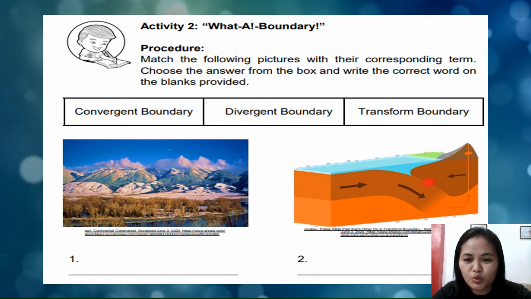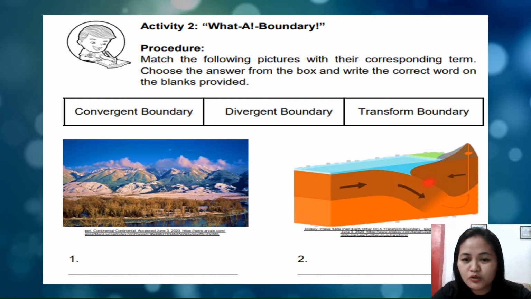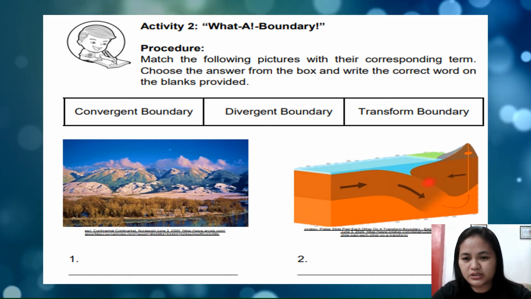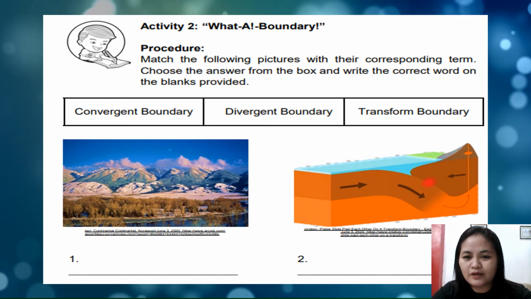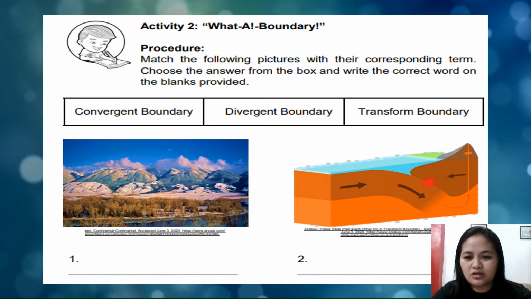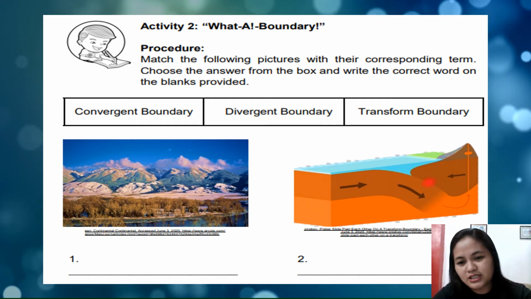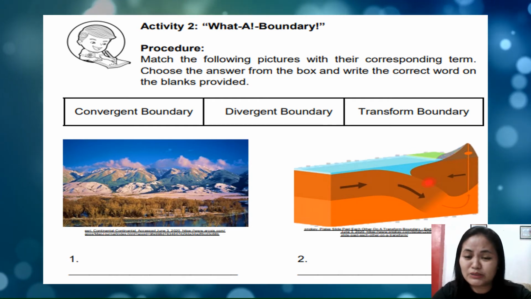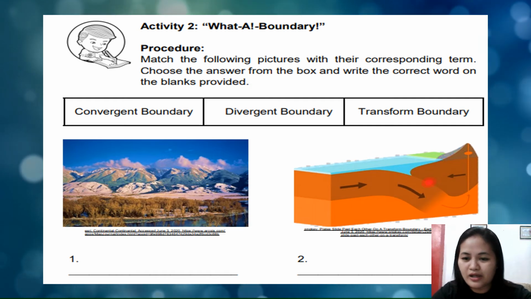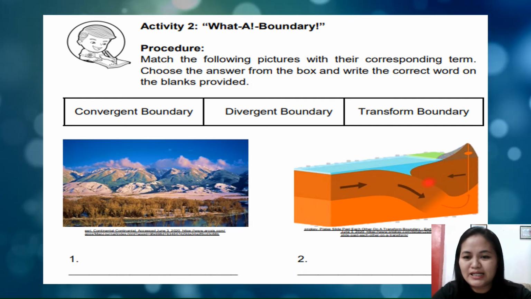Okay, number 2. Okay, focus on the arrows. On top, we have the water. Of course, that is the oceanic crust. Subducting. Oceanic crust lang naman ang nagsasubduct, right? Never the continental.